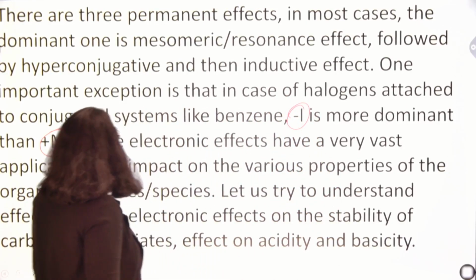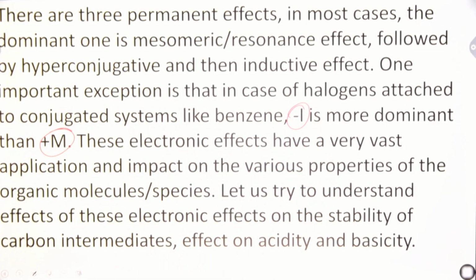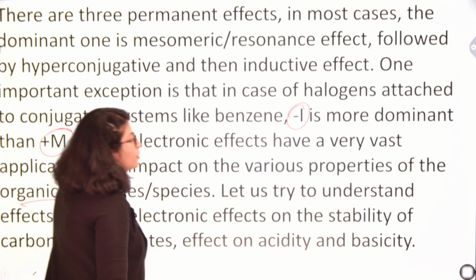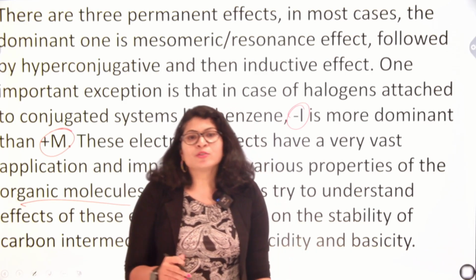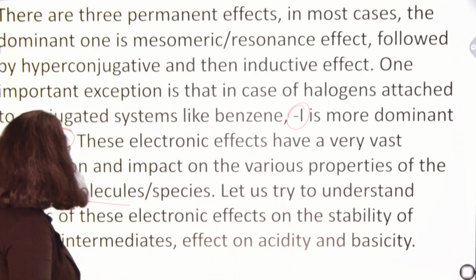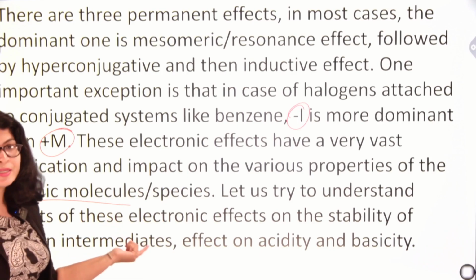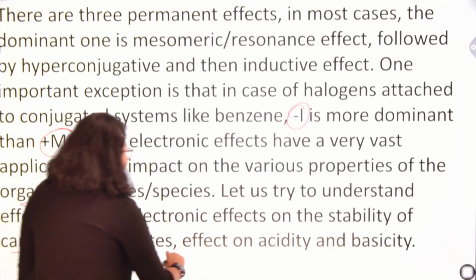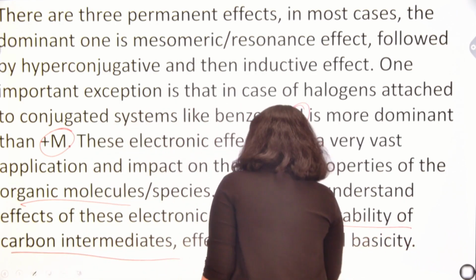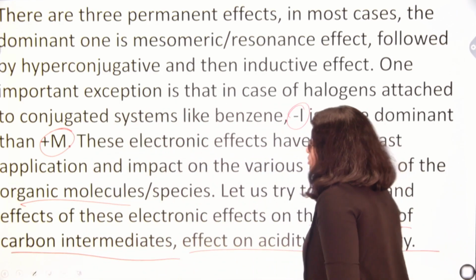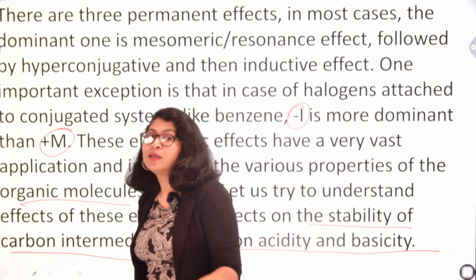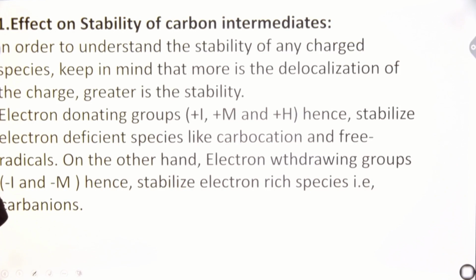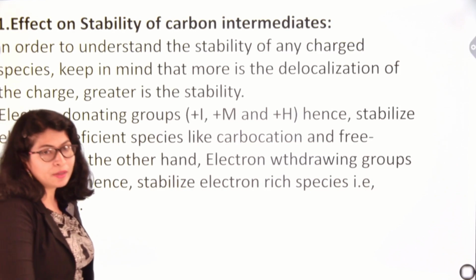Okay. These electronic effects have a very vast application and impact on various properties of organic molecules. Let us try to understand the effects of some of these on the stability of carbocation, and the effect on acidity and basicity. So in this video, we will be dealing with stability of carbon intermediates and the strength of acidity and basicity of organic compounds. So first is the effect on stability of carbon intermediates.